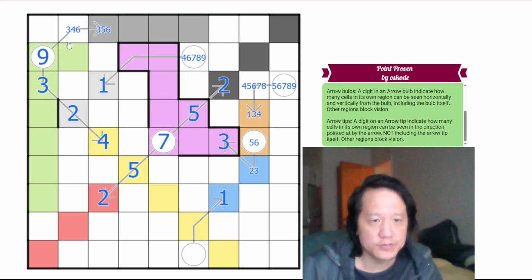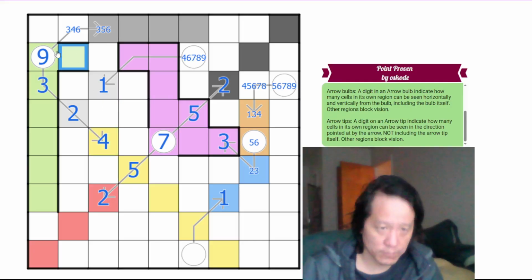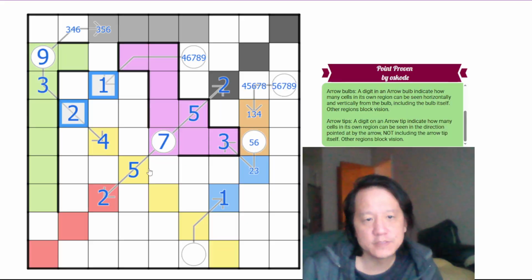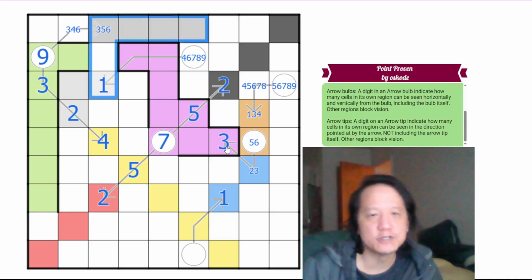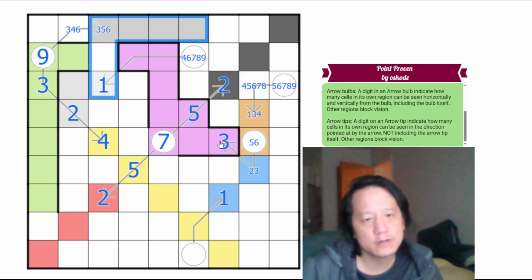So the boundaries for green have to be here because the 9 must see all the cells in this region. So we have 7 here. We have 2 out of these 3 left are the same region. This is 1. This cell cannot be green. It must be part of the light region here. This could be part of this region here. So that might be okay.